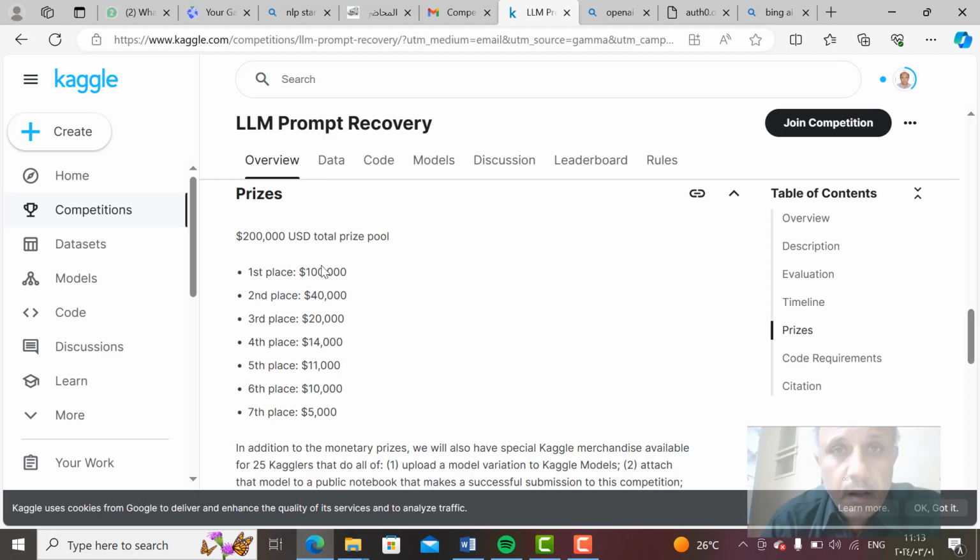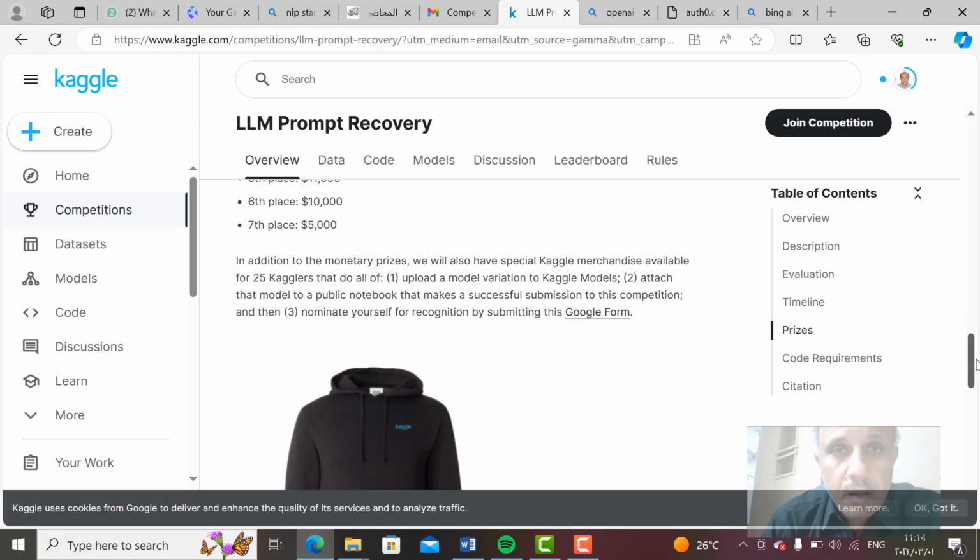And these are the prizes. First place will get $100,000. The second gets $40,000, down to the seventh place, which gets $5,000. You can compete alone or in teams.